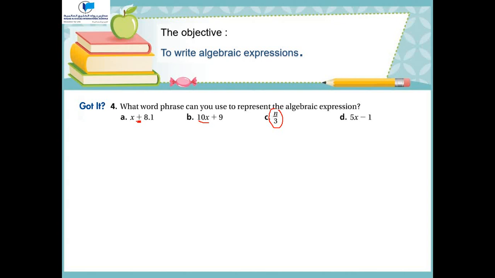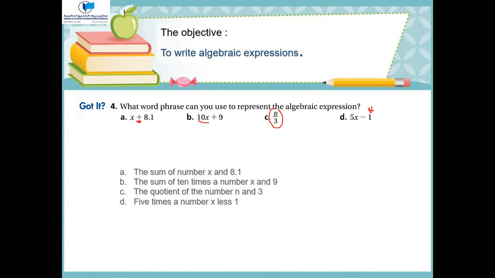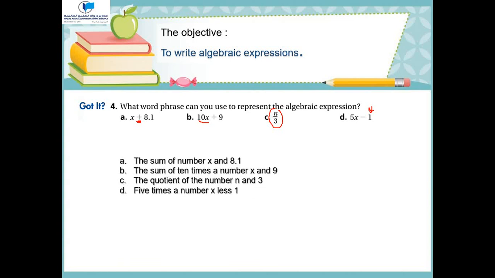So 5x minus 1. Keep in mind, if you use "then," you have to start with this one. So I can say the product of 5 and x less 1. You have to say 5 times x fewer, or not fewer, minus 1. If you want to change the order, you can say 1 less than the product of 5 and x. So there are many ways to represent this part. Here is just a sample that will help you.